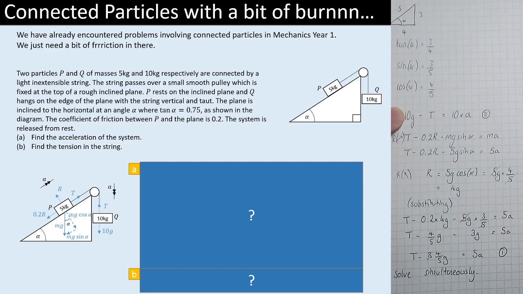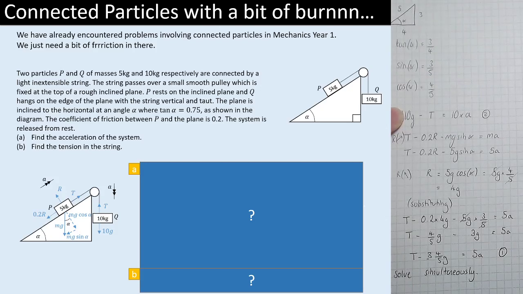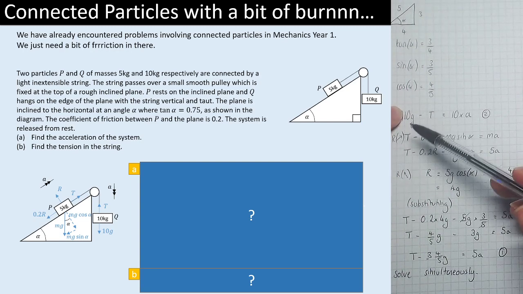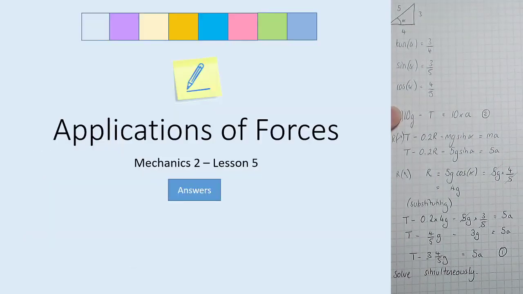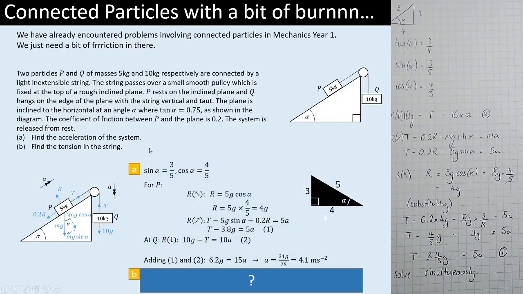Your calculator is very good, if you've got one of the Casio ClassWiz ones, at solving simultaneous equations. They will do it for you if you program it correctly, and then we can go from there. Alternatively, we can rearrange this, substitute in for T, and then use that to find a value of a. And that's what we get.